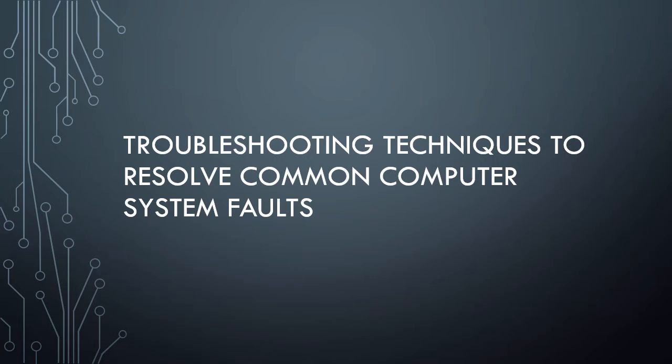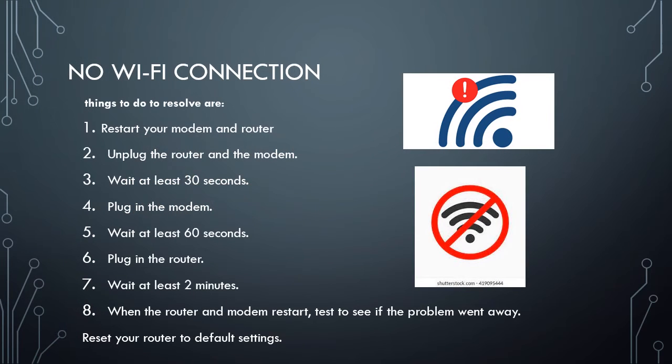Troubleshooting techniques to resolve common computer system faults. The first thing to resolve is to restart your modem or router. Unplug the router and the modem, wait for 30 seconds, plug back in the modem, wait another 1 minute, plug in the router, wait for 2 minutes again, and then once the router and modem restart, test if the problem went away.